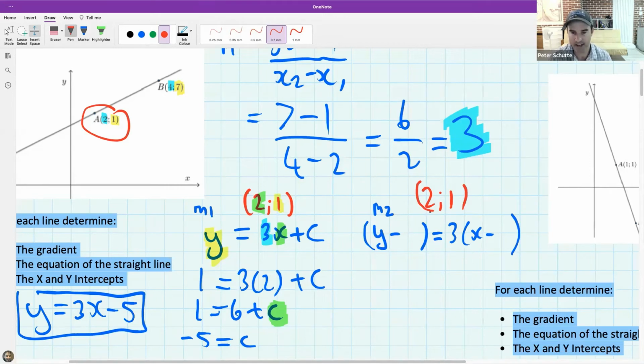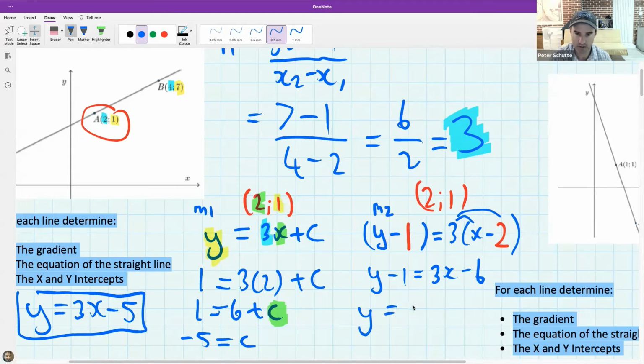So in this case, I'm going to get y minus 1 here and x minus 2 there. Once I've done that, I'm going to simplify by multiplying out. And then all I need to do as the final step is take the 1 across. And what is minus 6 plus 1? The good news for me, everyone, is it's the same answer.